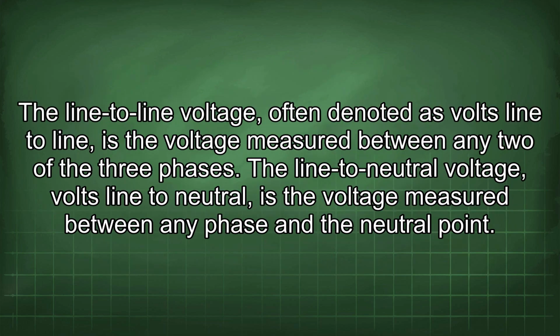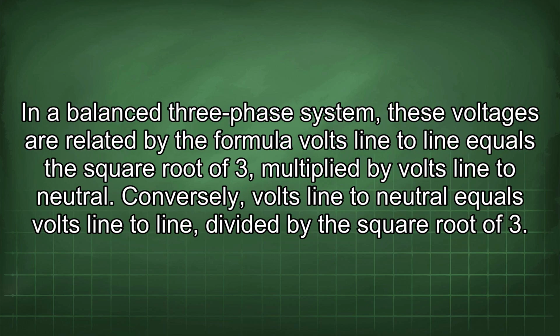The line-to-line voltage, often denoted as volts line-to-line, is the voltage measured between any two of the three phases. The line-to-neutral voltage, volts line-to-neutral, is the voltage measured between any phase and the neutral point. In a balanced three-phase system, these voltages are related by the formula volts line to line equals the square root of 3 multiplied by volts line to neutral. Conversely, volts line to neutral equals volts line to line divided by the square root of 3.